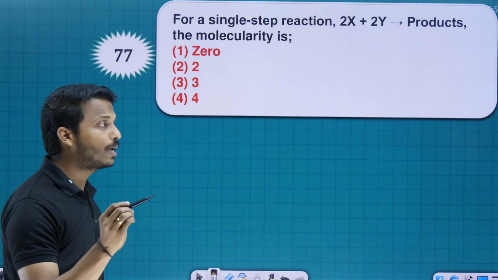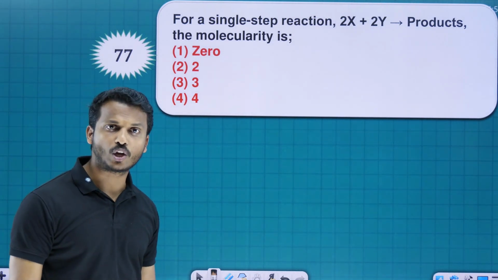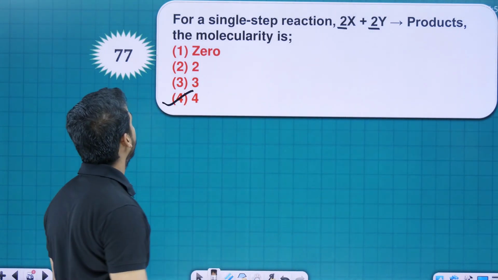Next one. For a single step reaction, 2X plus 2Y gives product. Molecularity is, what do you mean by molecularity? Sum of the reactants. What is 2 plus 2? It is equal to 4.